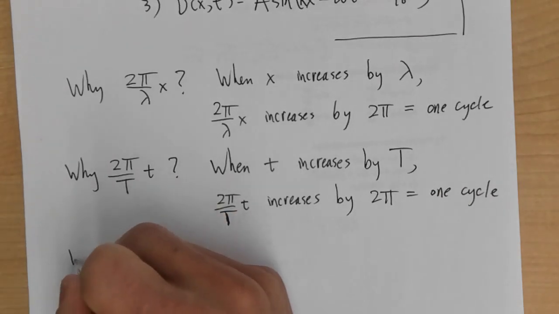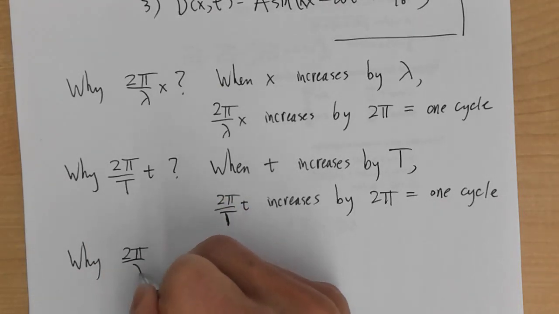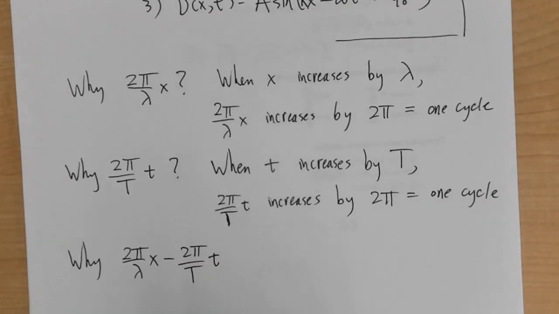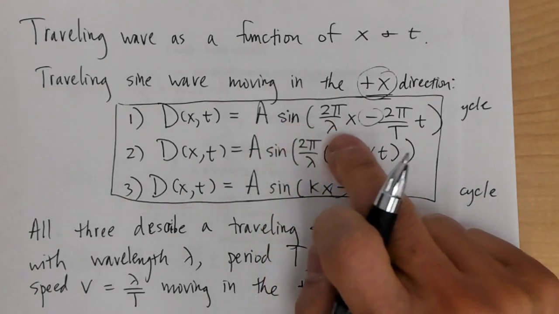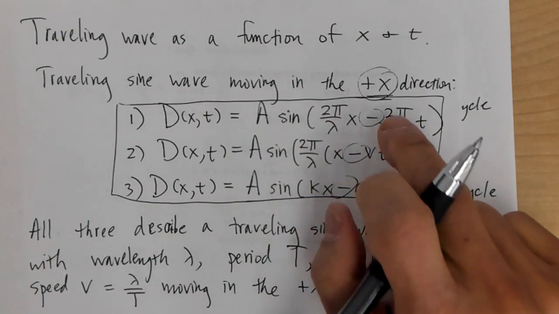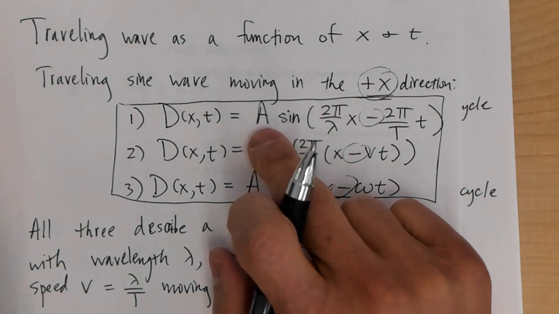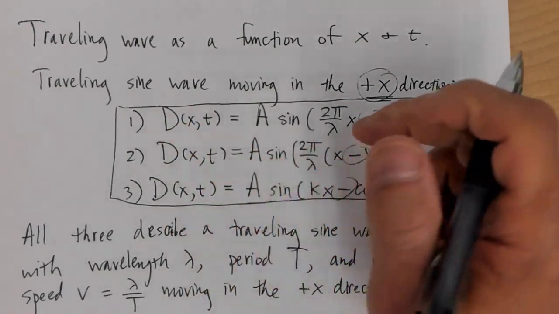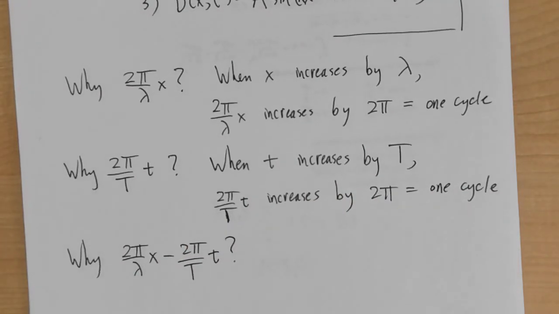Now you might then also ask, why 2 pi over lambda x minus 2 pi over capital T times t? So why did we make the sine function have this combination? That may be a question you have. Hopefully the A out in front is simple. That's just giving you the amplitude. That's the maximum value of the displacement. But you may wonder why this combination inside the sine function.